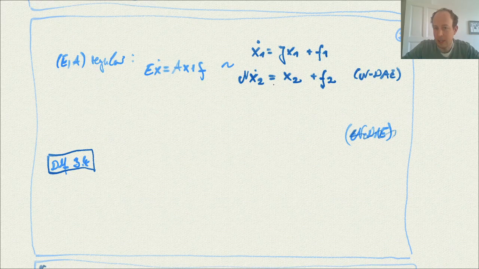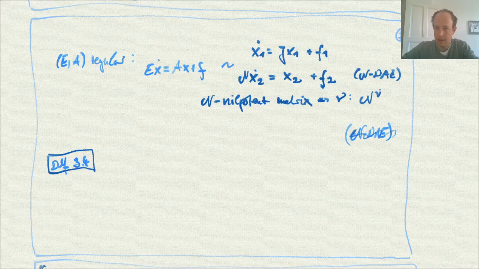And then there's this other, really DAE part, with this particular N matrix, and we had that N was a nilpotent matrix, which in particular meant, if you recall the definition, that there is an index nu such that N^(nu+1) is 0, whereas N^nu is not 0. So then N is a nilpotent matrix. We had a definition on that.